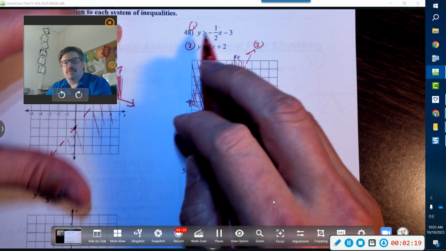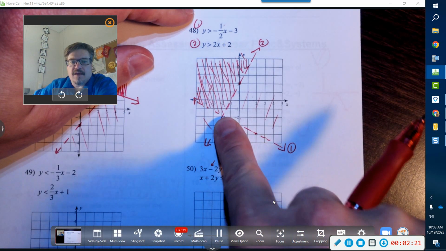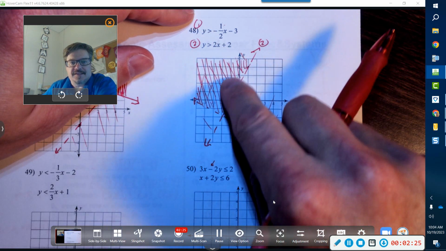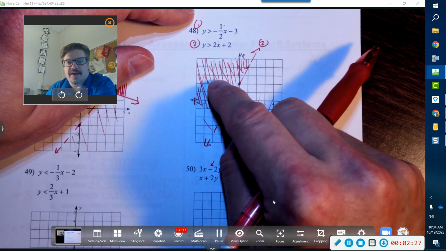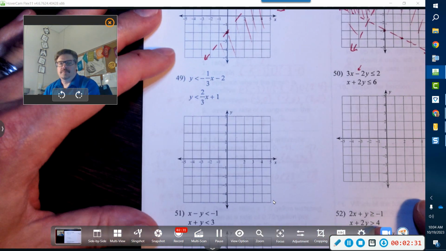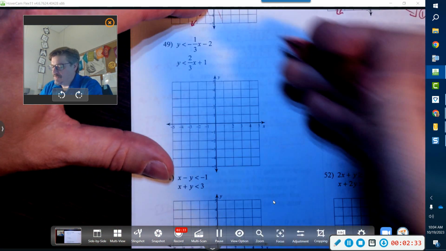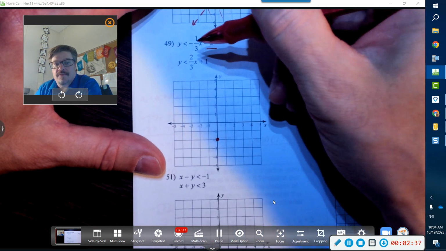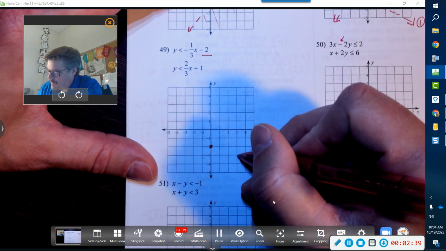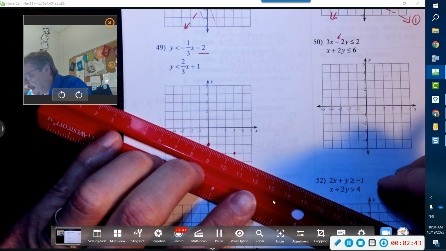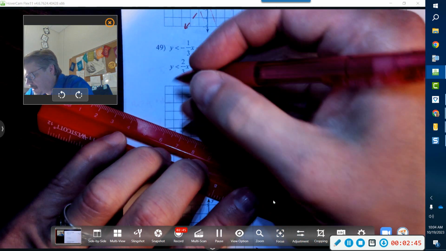Now if these were equal signs, that point right there would have been the solution, but because they are inequalities, all of this is true, okay. Every single point in here satisfies both of these conditions. Okay. Next one, same process. We start at -2, and then we say that we got a slope of -1 to the right 3. I've got room, so I will go to the right. I'm going to go ahead and draw my dotted line.